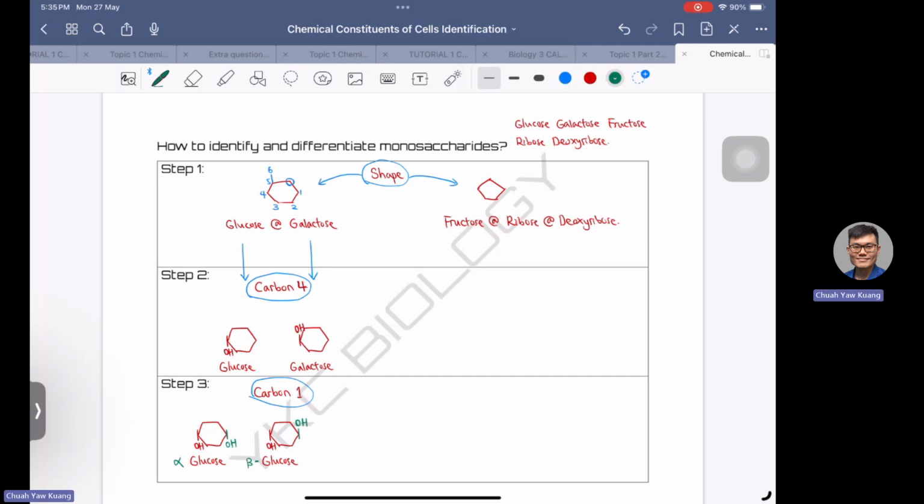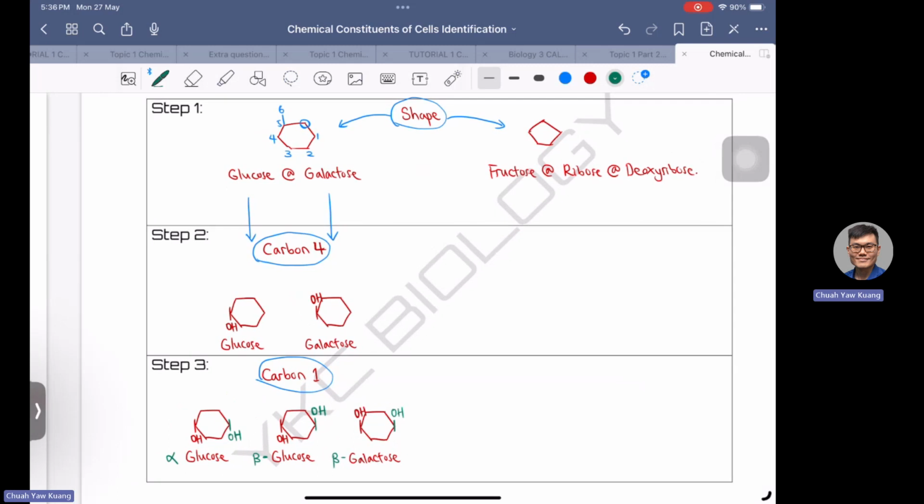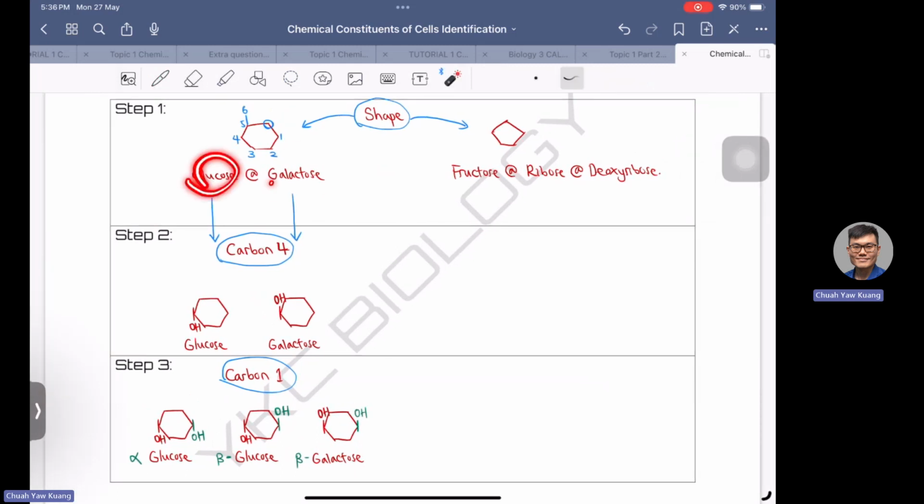The same idea applies to galactose as well. I will just copy down the galactose. Now we have the galactose here. To know whether this is alpha or beta, we look at carbon number 1. If the OH group is on the upper plane, then this is the beta galactose. So with 3 steps, we can differentiate glucose and galactose, and whether it is alpha or beta.